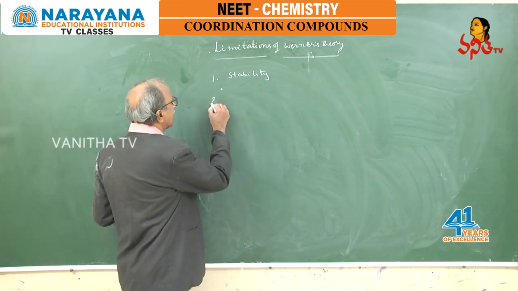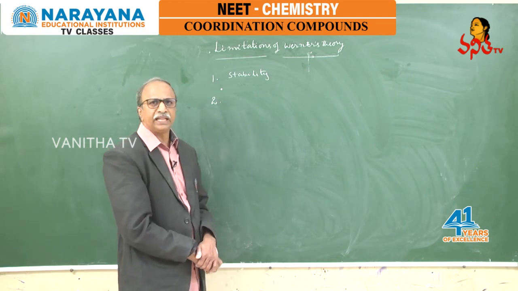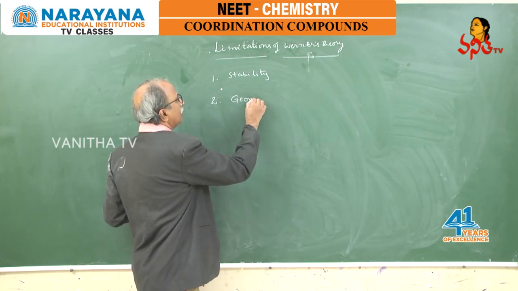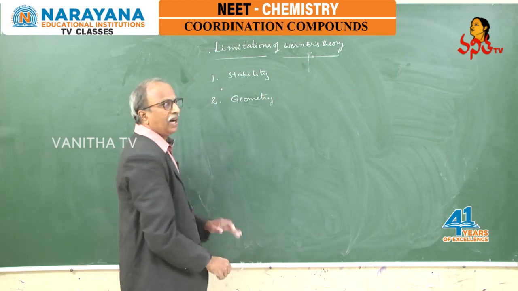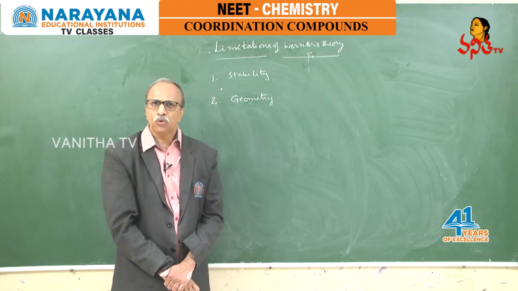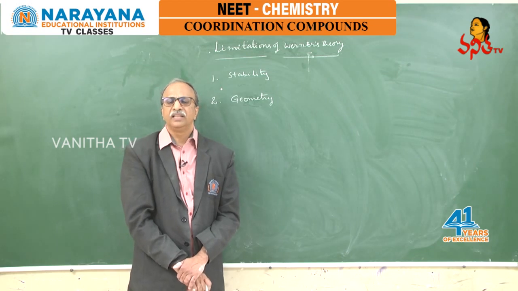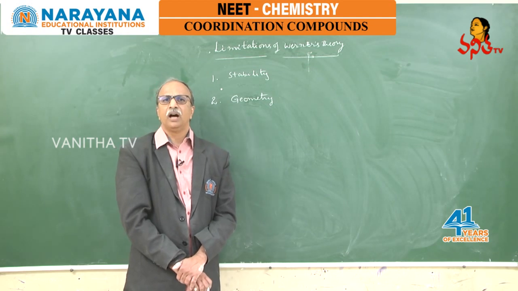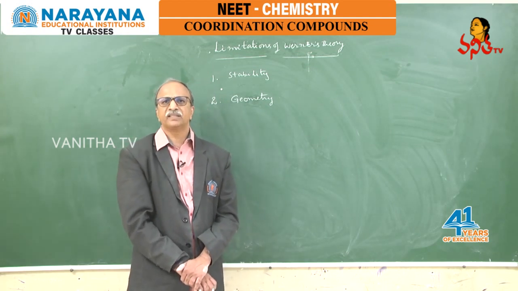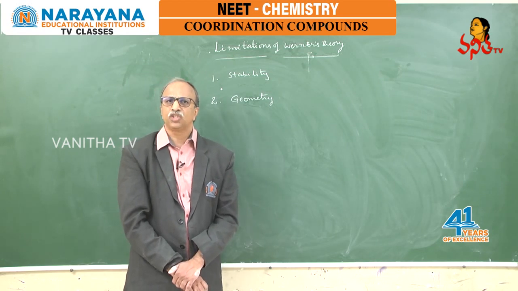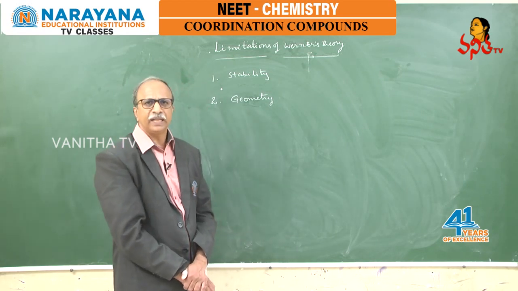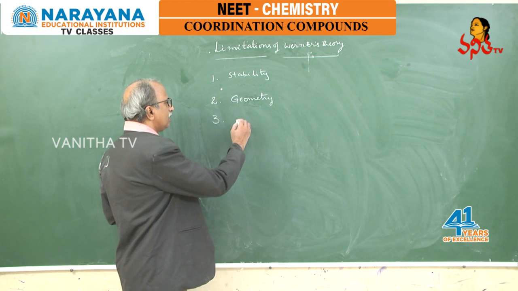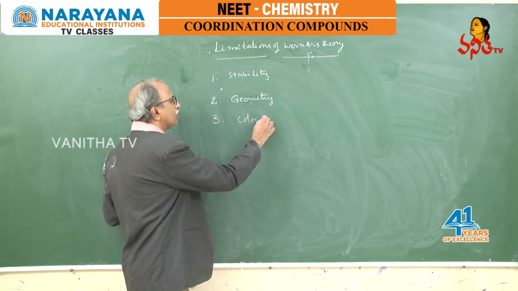Second one, he failed to explain the geometry of the complexes. The geometry of the complexes differs. Some complexes are square planar, some complexes have a tetrahedral shape, and some complexes are octahedral. Why are these complexes different in their geometries? So he failed to explain the geometries. Next one, some complexes show color.